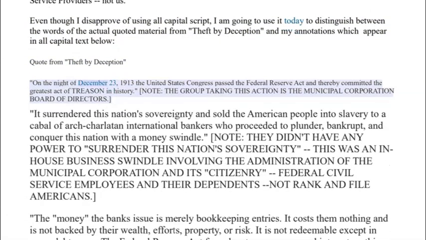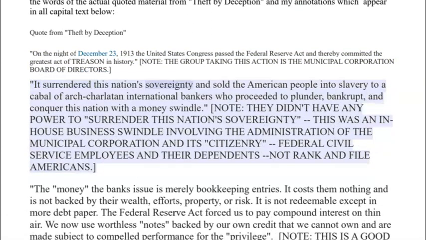On the night of December 23, 1913, the United States Congress passed the Federal Reserve Act and thereby committed the greatest act of treason in history. Note: the group taking this action is the Municipal Corporation Board of Directors. It surrendered this nation's sovereignty and sold the American people into slavery to a cabal of arch-charlatan international bankers who proceeded to plunder, bankrupt, and conquer this nation with a money swindle.